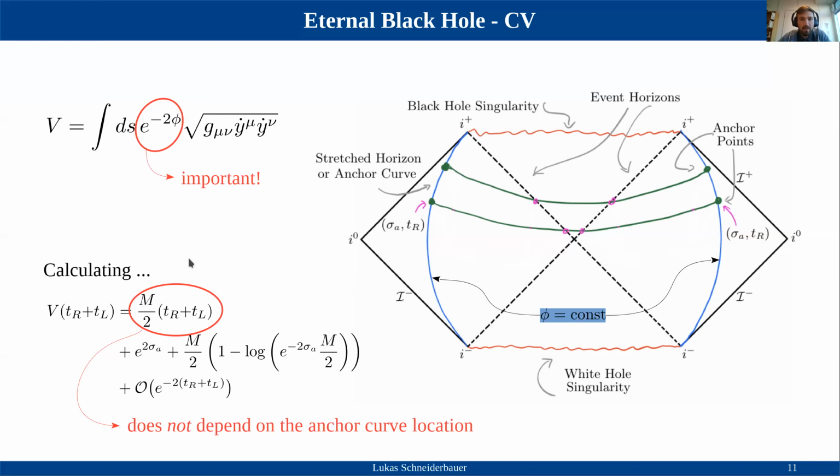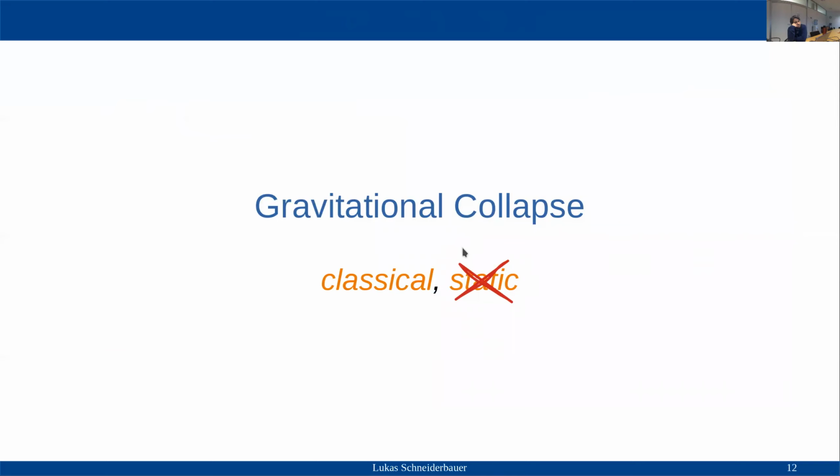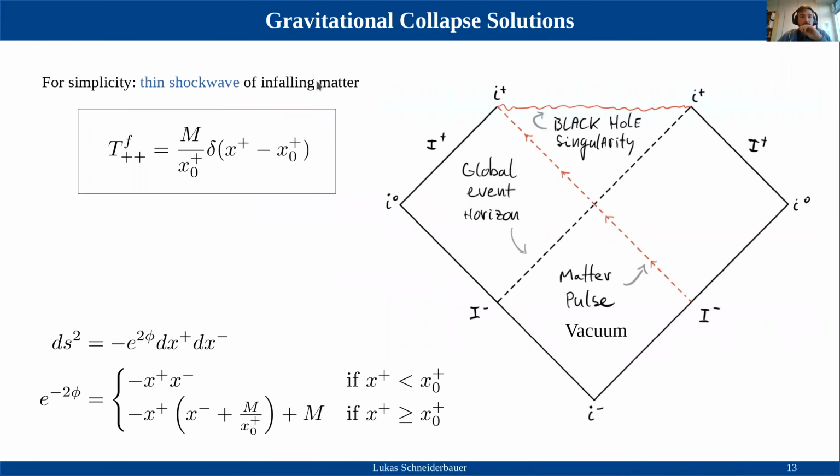Okay, so we will use this information now to go to the next step, to go to the gravitational collapse. So a dynamic situation. So what we start with is an incoming matter shock wave, which is supposed to create our black hole. And for simplicity, we focus on a very thin shock wave of infalling matter, which in this Penrose diagram is described by these red lines here.